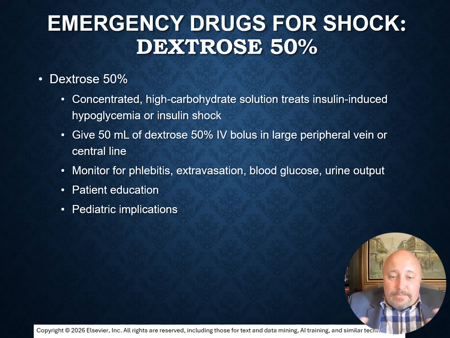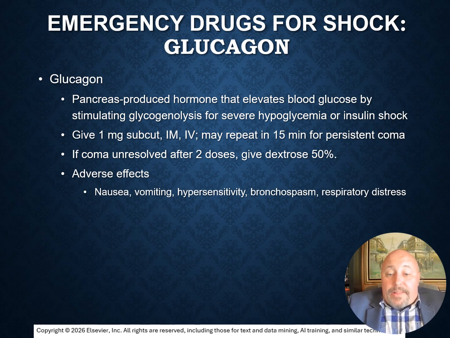Dextrose 50%, D50. This is going to be our go-to in cases of critically low blood sugar, hypoglycemia, such as when the patient's had a dangerous amount of insulin. We want to get that blood sugar back up as quickly as possible to keep them alive. Glucagon. This is going to be another emergency med we can use to rapidly pick up that blood sugar. It stimulates the liver to release its stored glucose and rapidly get that blood sugar back up there.